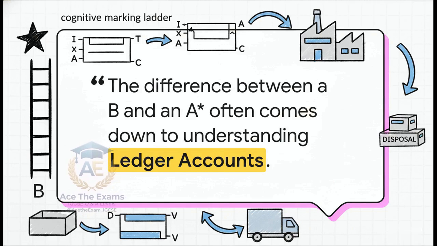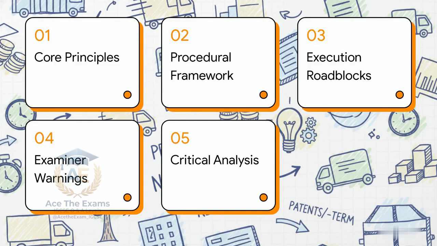So we are going to climb that cognitive marking ladder together today. Here is our roadmap for the masterclass. First, core principles. Second, the procedural framework. Third, examiner danger zones. And finally, critical analysis and evaluation.